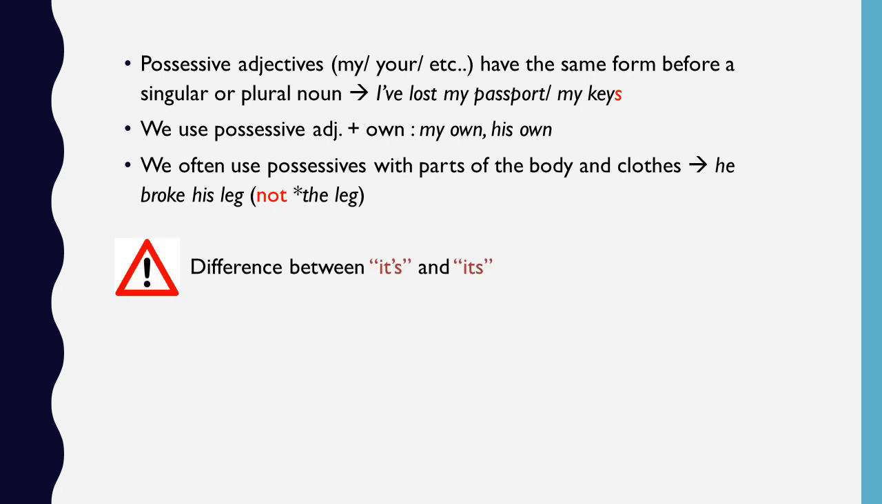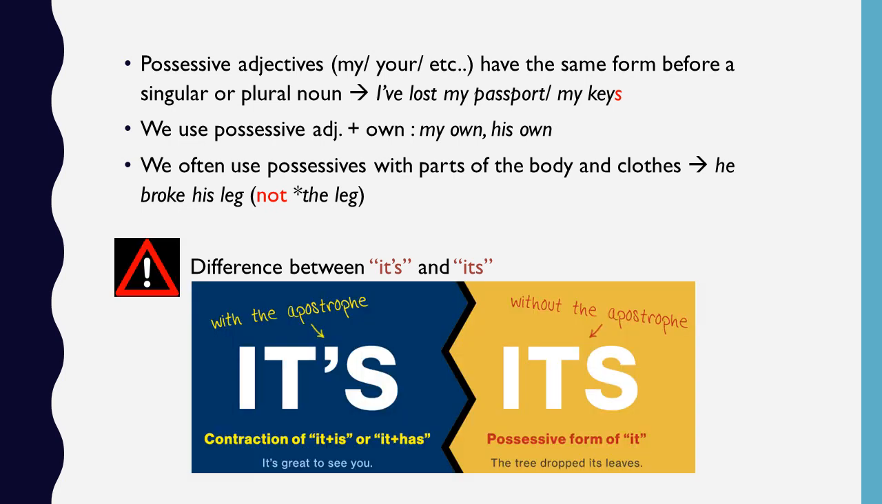And let's analyze the difference between it's with apostrophe S and its without the apostrophe. It's with the apostrophe is the contraction of it is or it has sometimes. For example, in the sentence, it's great to see you, that would mean it is great to see you. And its without the apostrophe is the possessive form of it. For example, when we say the tree dropped its leaves.